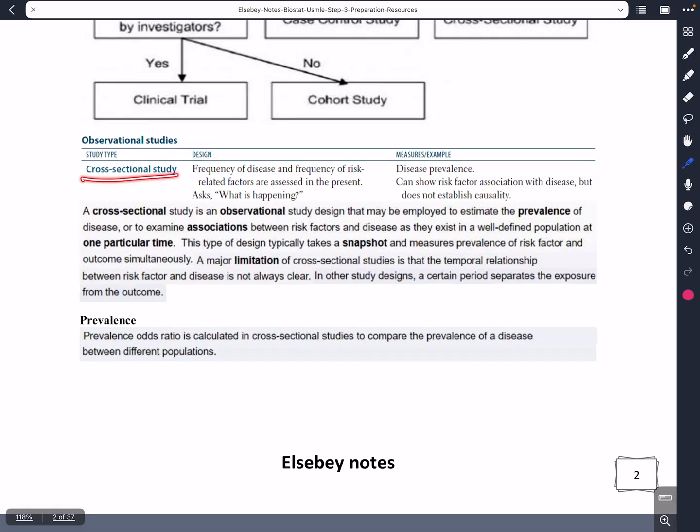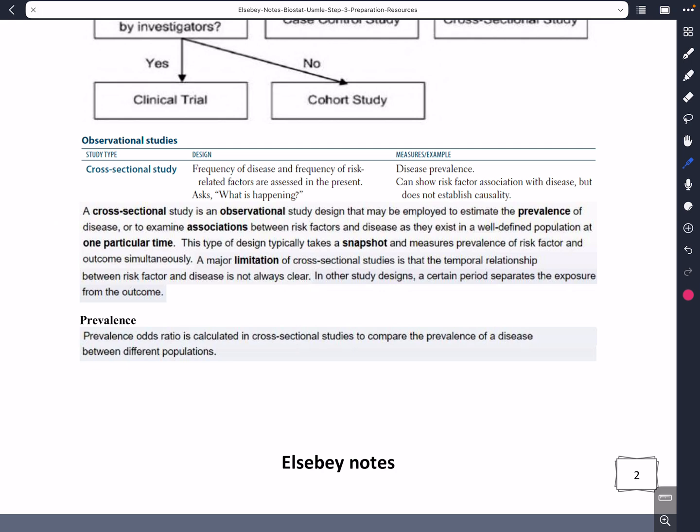So we already discussed cross-sectional study, and let's dive deep into cross-sectional study because it is frequently tested on the USMLE. Cross-sectional study is a design where you see frequency of disease and frequency of risk-related factors that are assessed in the present. And you are always asking the question, what's happening? So what's happening is that you are looking for disease prevalence. And you can also show risk factor association with disease, but it does not establish causality.